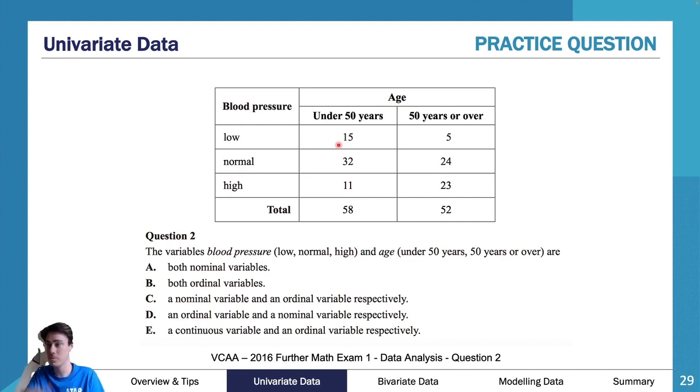So we clearly had an ordinal, so that's covered with our low, normal, high. But a lot of people said, oh, well, under and over 50, it's just 2 categories, so we're just going to say this is nominal. Well, it actually wasn't. It's also ordinal, because you can order that. You can say, well, if you're under 50, that's at the start. If you're over 50, that's at the end. You can order that. So the answer to this was actually B. So both ordinal variables, and only 31% of people got this right. That's 31% of the cohort got this question right, which was question 2 on the exam.